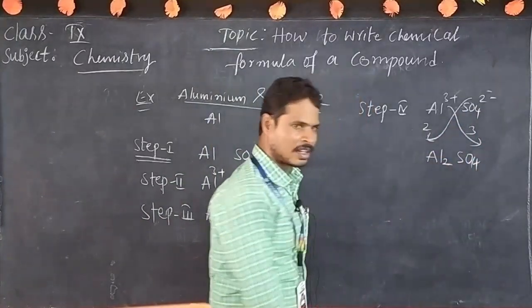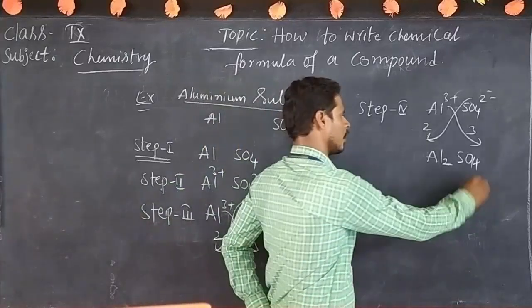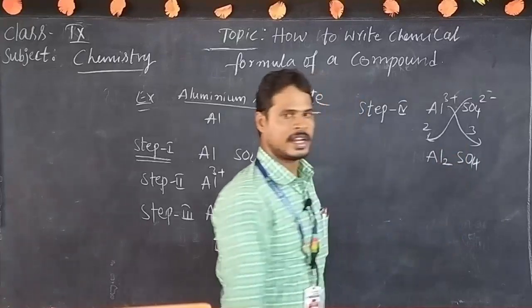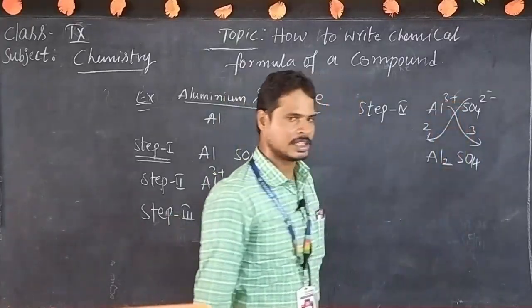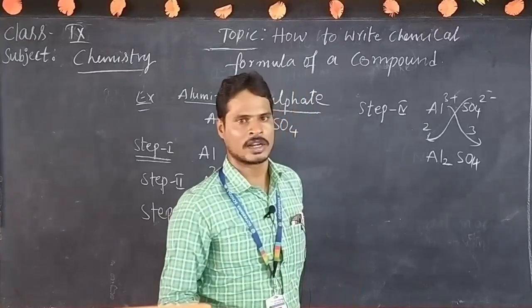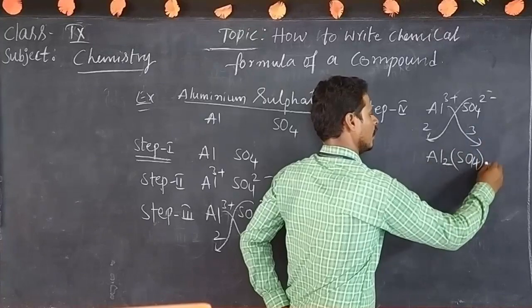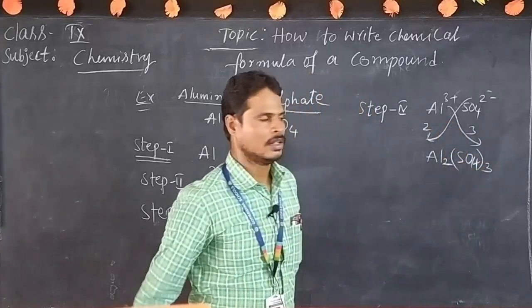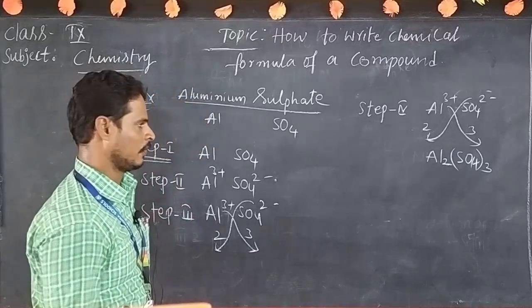Al2SO4. Is it correct or wrong? Yes, it is wrong. Why? Because here, sulfate ion is a group of atoms. It contains more than one valency. That's why, is it closed with a bracket or not? Yes, we can close with a closed bracket. Then write the valency of the ion. Now it is the formula of aluminum sulfate.